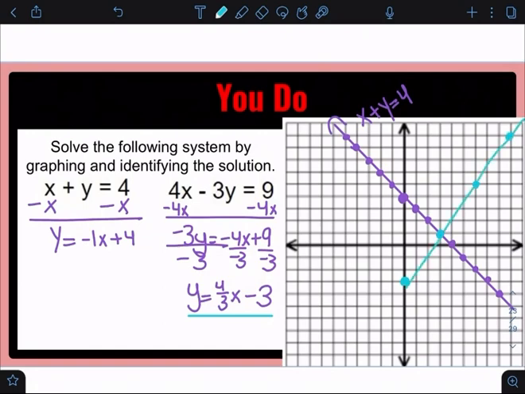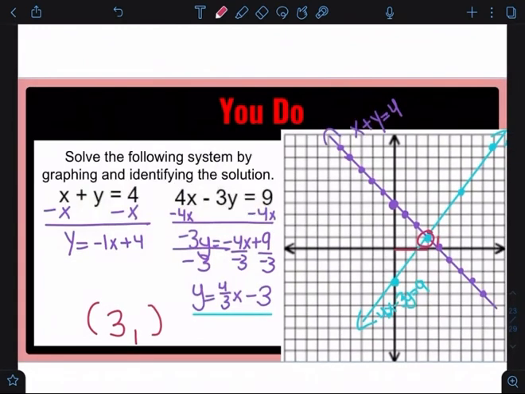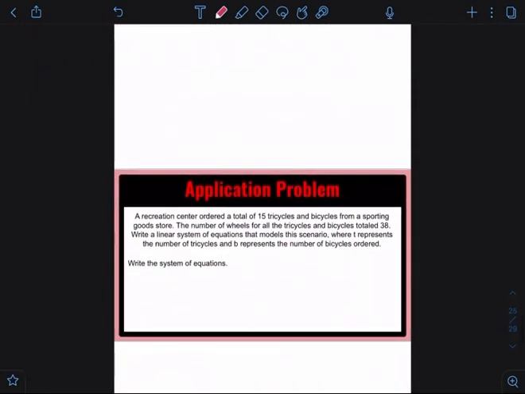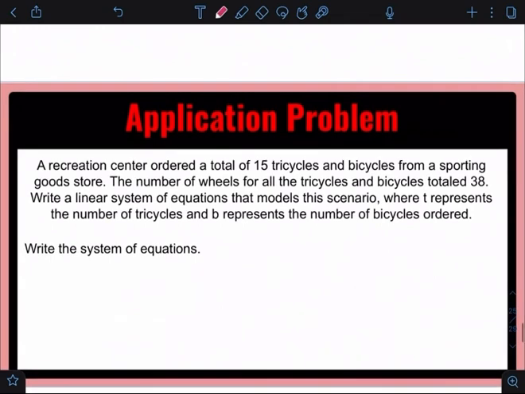All right, let's connect these points. And let's label it with the original equation, which was 4x minus 3y equals 9. And to name the solution, we need to find where they cross. To get to that point, I went to the right 3 and up 1. Perfect.